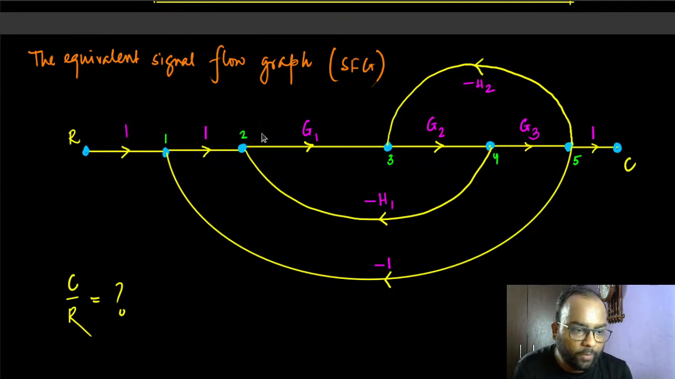So 2, 3, 4, and back to 2, that's a loop. R, 1, 2, 3, 4, 5, C, that's a forward path. That is another loop: start from 3, 4, 5, and come back to this. Only thing is that whenever you are talking about a loop, you cannot travel the same road twice. You cannot go through the same edge twice. So now tell me all the loops. Please write down all the loops and all the forward paths that you see in this signal flow graph. I'll be back in a minute.